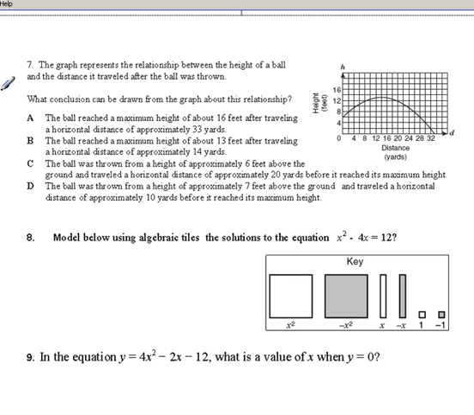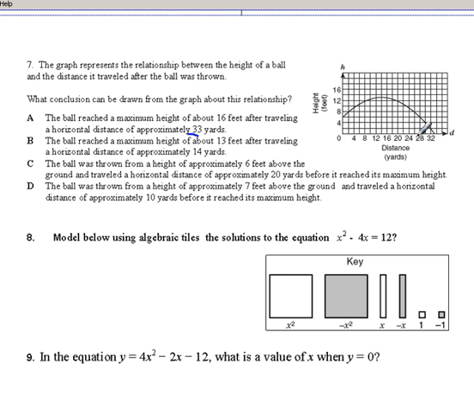Page 2. Okay, the graph represents the relationship between the height of a ball and the distance it traveled after the ball was thrown. What conclusion can be drawn from the graph about the relationship? So we just kind of take a glance over here at the graph. We have height in feet and distance yards. Let's read the first thing. The ball reached a maximum height of about 60 feet after traveling a horizontal distance of 33 yards.